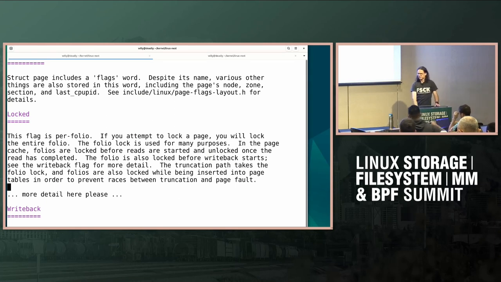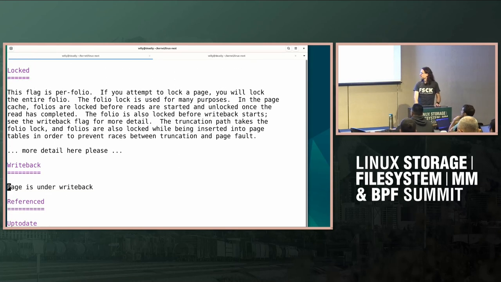See the write back flag for more detail. Okay, who wants to explain to me how the write back flag works? Because that is the sole comment that we have on the write back flag. It does make sense. It is true. Could we perhaps include a little more detail, perhaps? It needs a period. Kent.